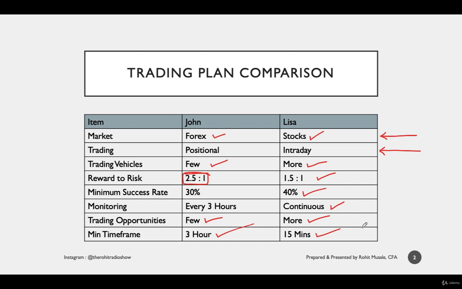In the next video, we will continue with this comparison.